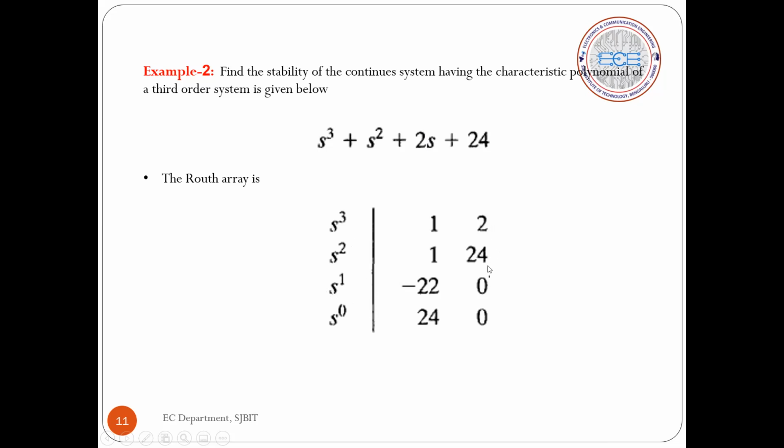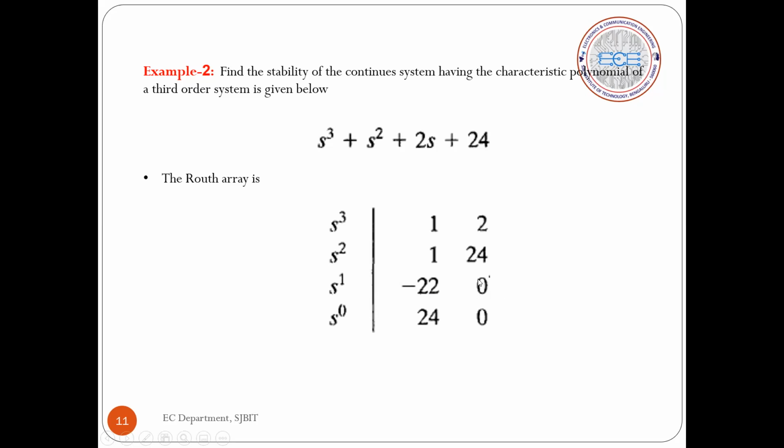Only the first two rows of the Routh-Hurwitz table we copy from the characteristic equation. From the third row onwards we have to compute. As we have seen the formulas, how to compute the s power 1 row: I have to take the secondary diagonal element, that is 1 into 2, that is 2, minus 1 into 24, that is 24, divided by the base element, that is 1. So we have 1 into 2 as 2 minus 1 into 24 as 24. The difference is 22. 22 divided by 1, we have minus 22 here.